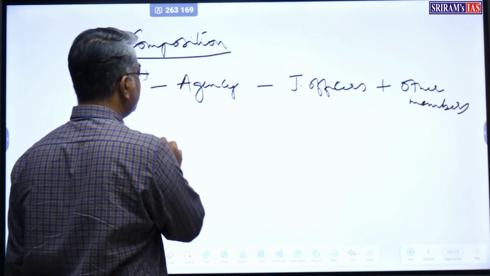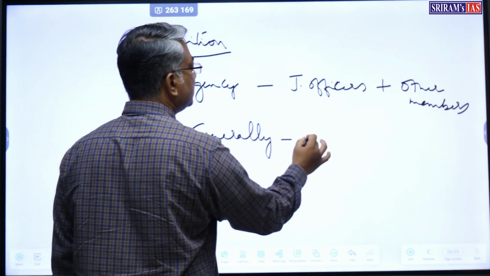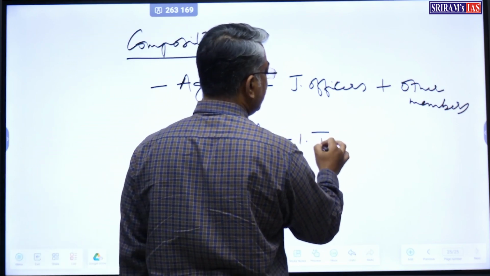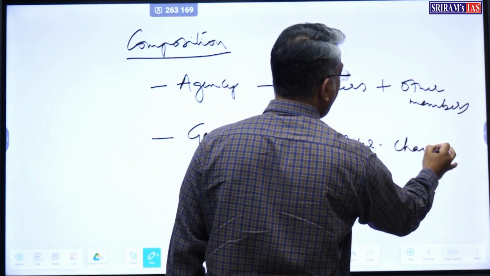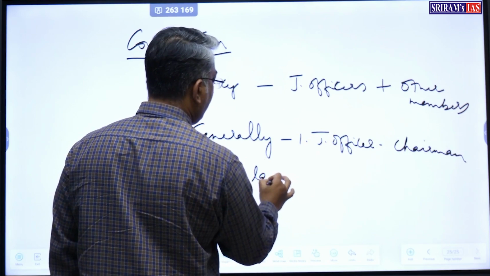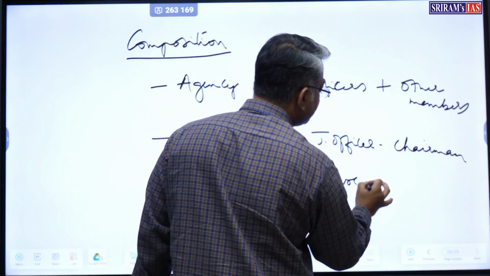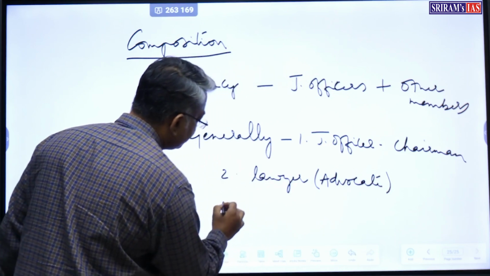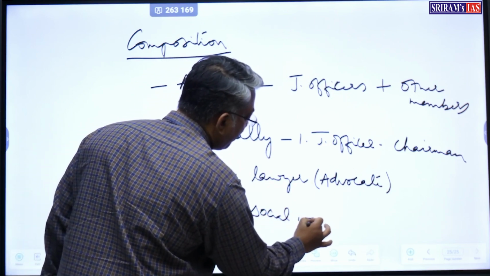So generally, what is the composition of Lok Adalat? Judicial officer as the chairman, lawyer or advocate, and social worker of that area.